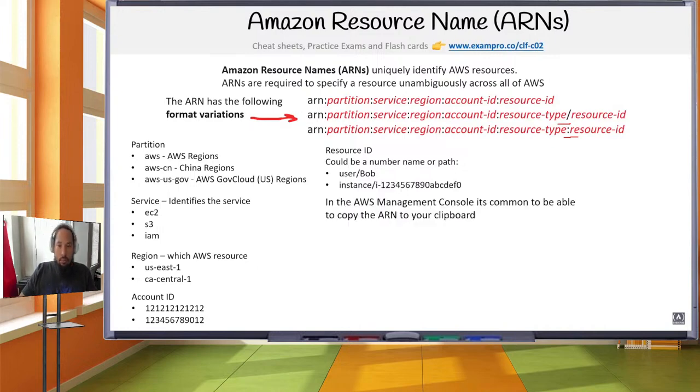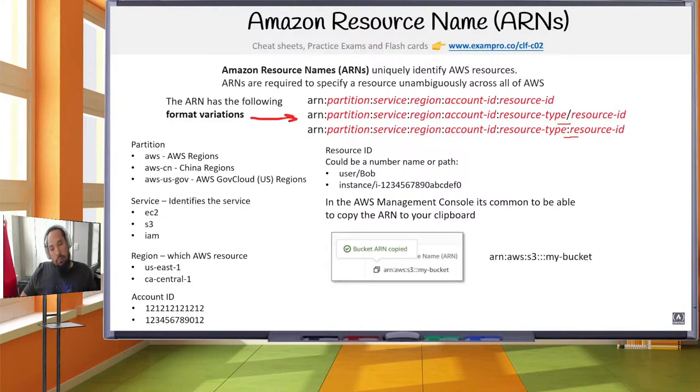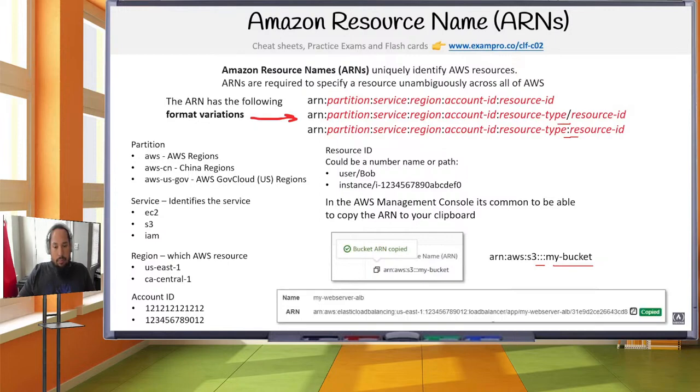Most of the ARNs are accessible via the AWS Management Console, and you can usually click the ARN to copy it to your clipboard. So here it is for an S3 bucket. Notice that it's a little bit different because it is a global service, so there's no reason to specify the region or the account ID or anything else, like the resource type. We already know it's a bucket, so we can just say my bucket. That one's really short, but in other cases, it's really long.